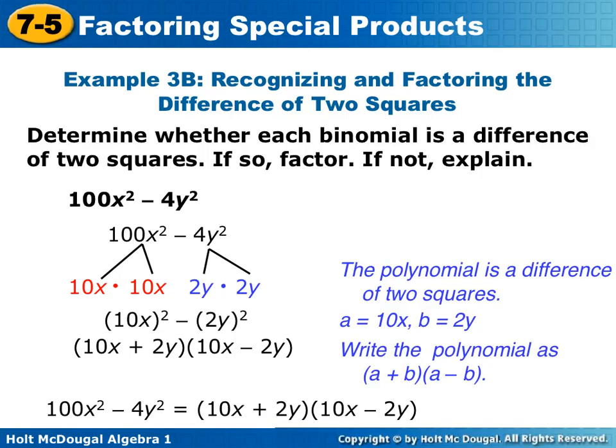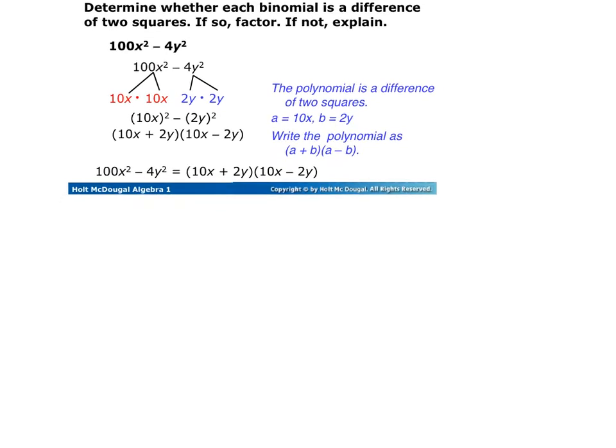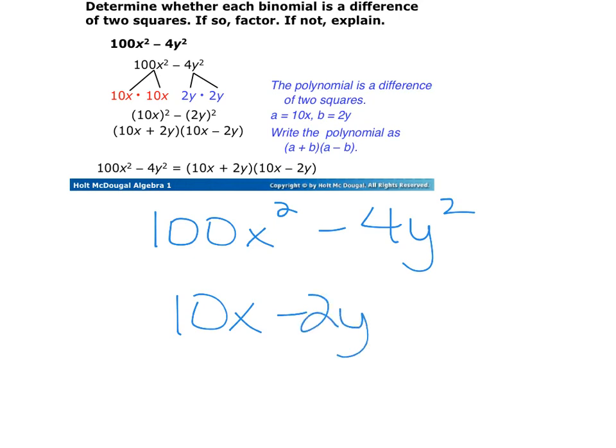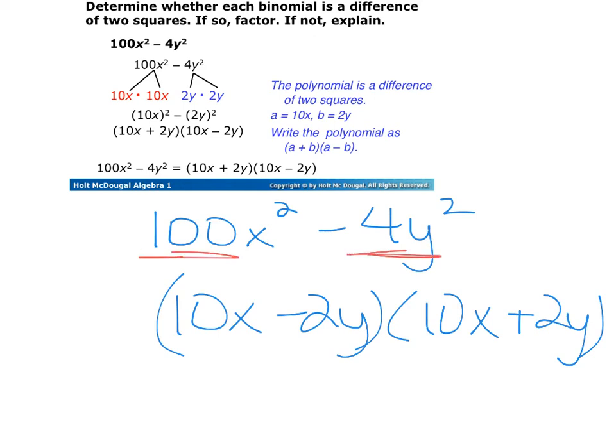All right, next one. Are 100 and the number 4 both perfect squares? Yeah. What's the square root of 100? 10. 10 times 10 is 100, and that becomes 10x. What's the square root of 4? 2. So 2y. And then the other one will have a plus sign. So as long as this number and this number are perfect squares, and the variables have even exponents, and this is a subtraction, it's easy. You just square root, put one plus, one minus.